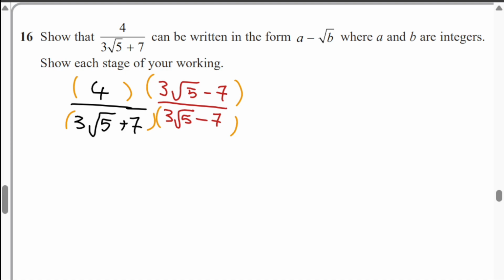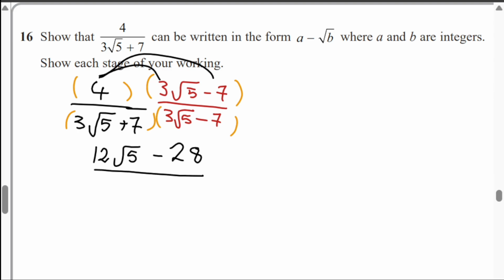Then we expand. What's 4 times 3 root 5? 4 times 3 is 12, so it's 12 root 5. And then 4 times negative 7 is negative 28. Divided by. For the denominator, you can multiply these out, yes, but there is no need. Let me tell you the trick.